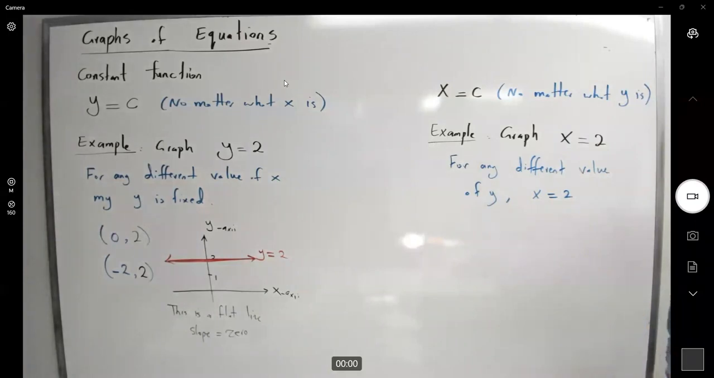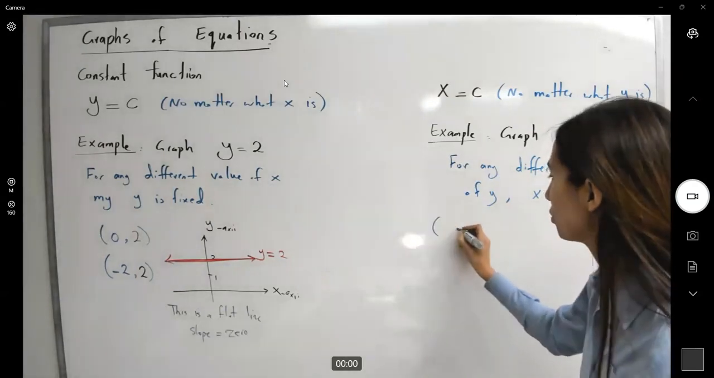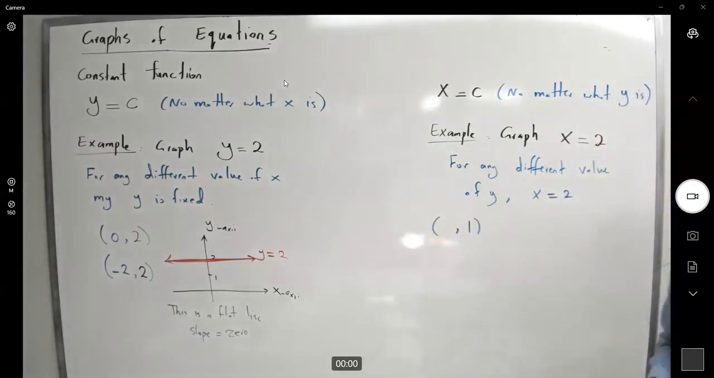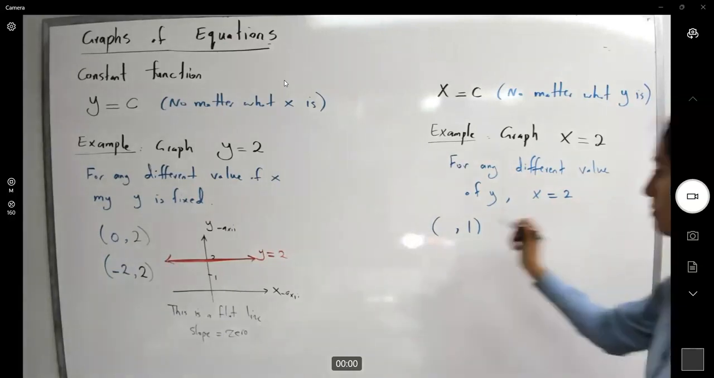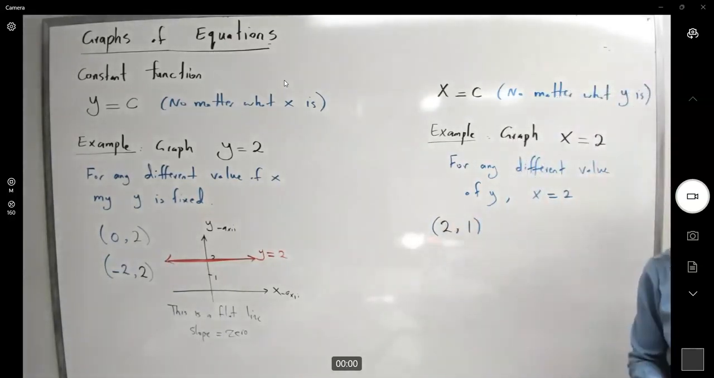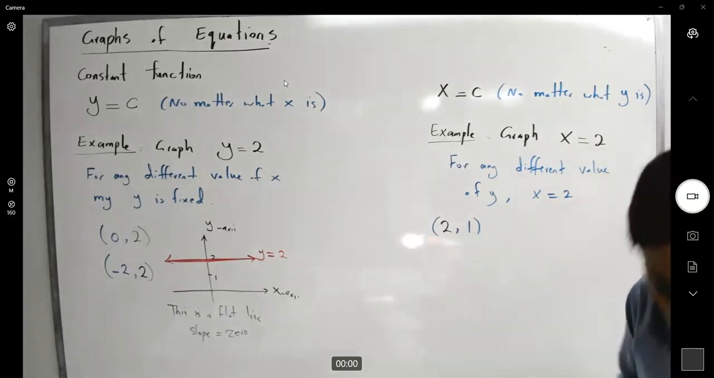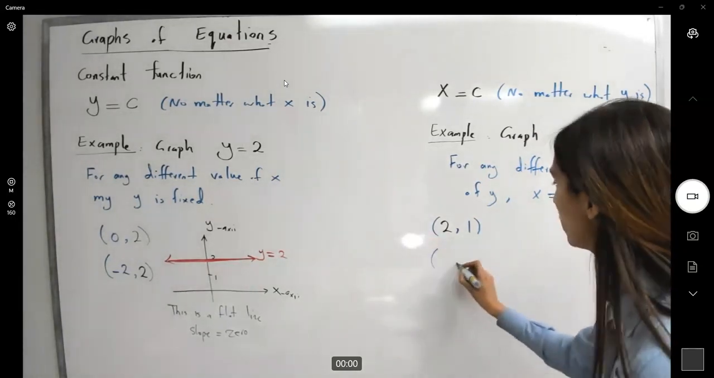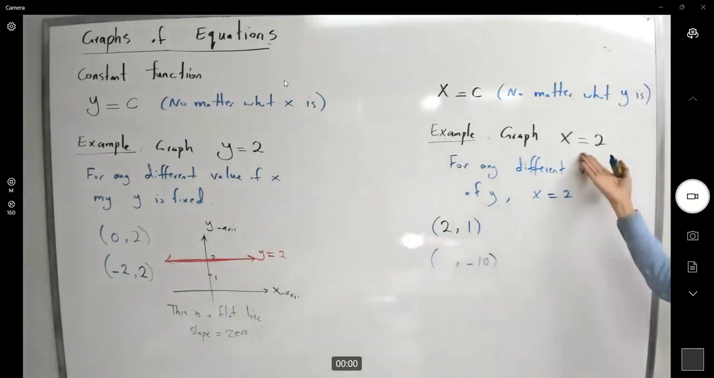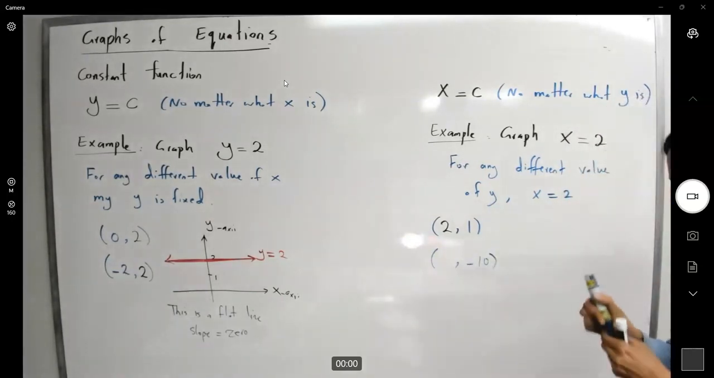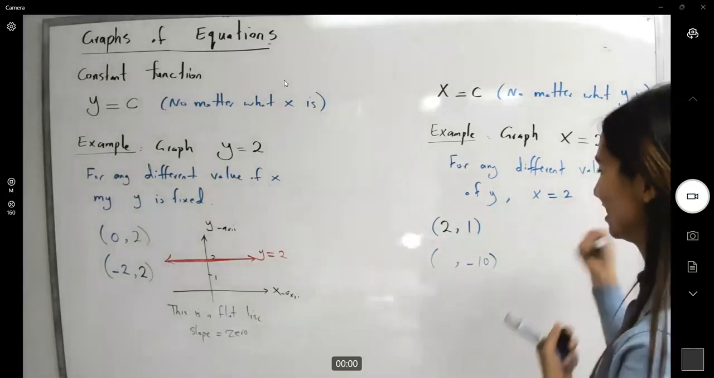Select any point with different y values. So the first point, suppose my y value is equal to 1. What is x? The question says x is 2. You cannot change x. X must stay as 2. Select any other y value that you want. Negative 10. If my y is negative 10, my x is 2. That's the definition of this line. So I'm going to just copy down 2 here.